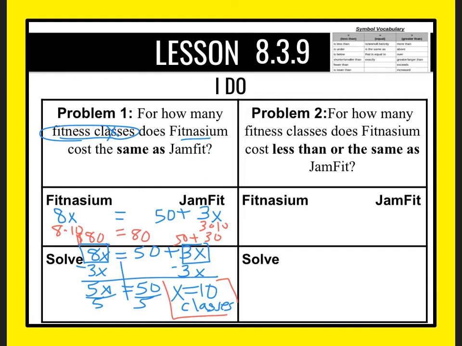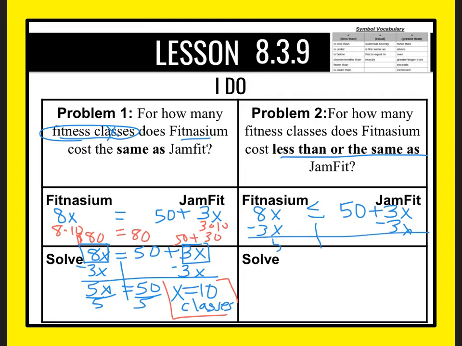Let's look at problem 2. Once again, Fitnasium is not going to change. They charge $8 per class, but here we want to see when it'll cost less than or equal to JamFit, which is 50 plus 3x. So let's solve it just like we do an equation. Move your variables to one side, and that's going to leave us with 5x less than or equal to 50. If I divide by 5 on both sides, that says that x is going to be less than or equal to 10 classes.